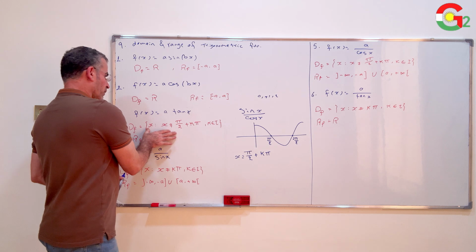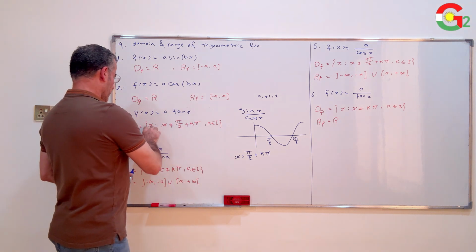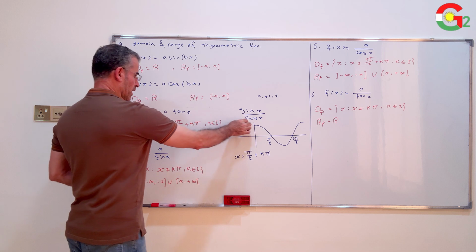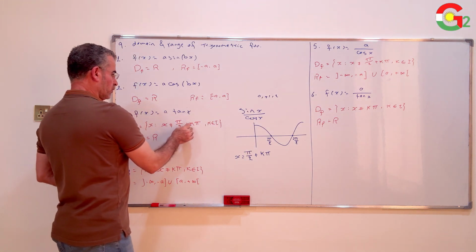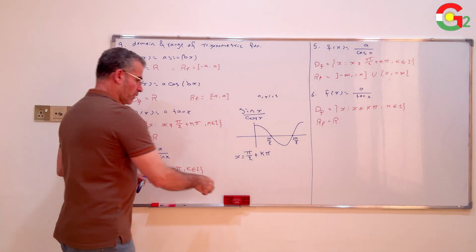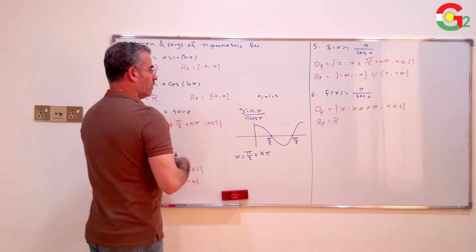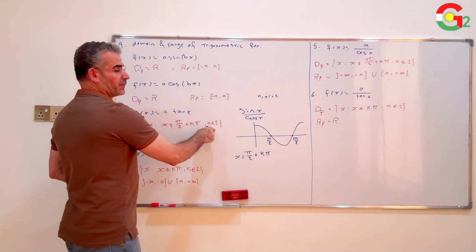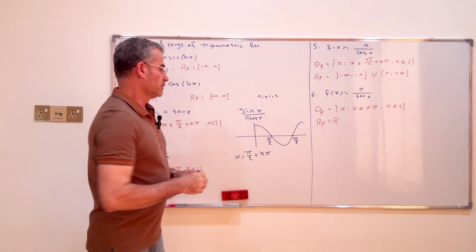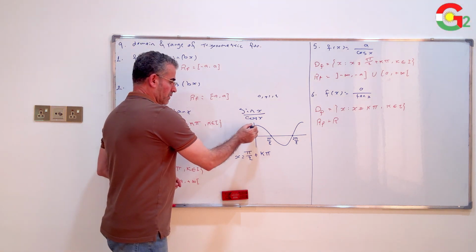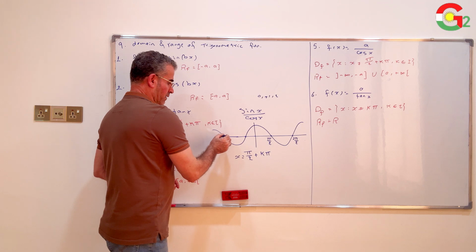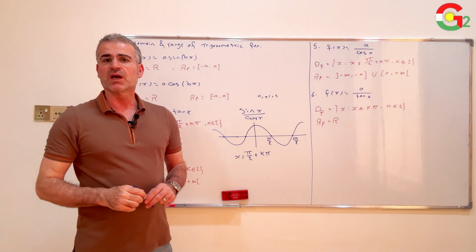Therefore, the domain of the tan is all points except those that make cosine 0, pi over 2 plus k pi, to infinity. Also, k may be negative, since there are negative numbers that make the cosine 0.